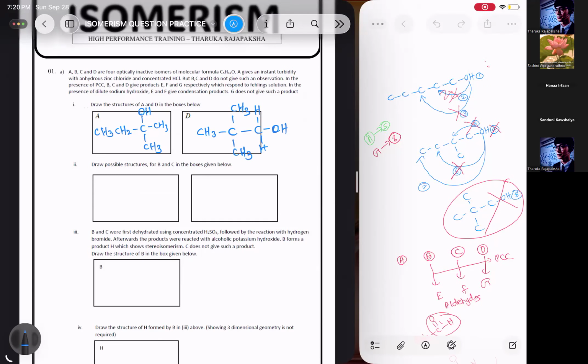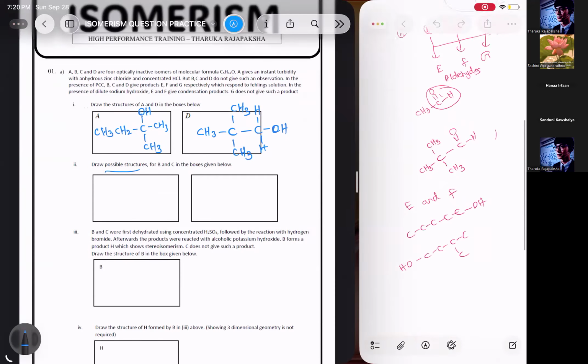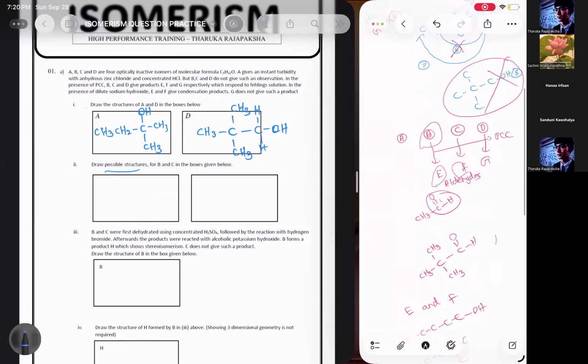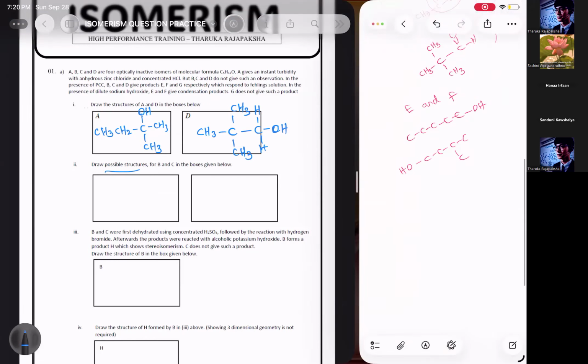Second, draw possible structures for B and C in the boxes given below. They are asking possible structures. We filtered out and got two structures for E and F. E and F are B and C. So these two structures you can draw. These two are possible.